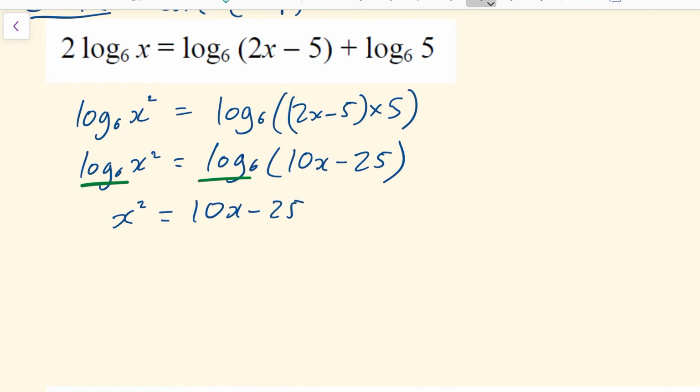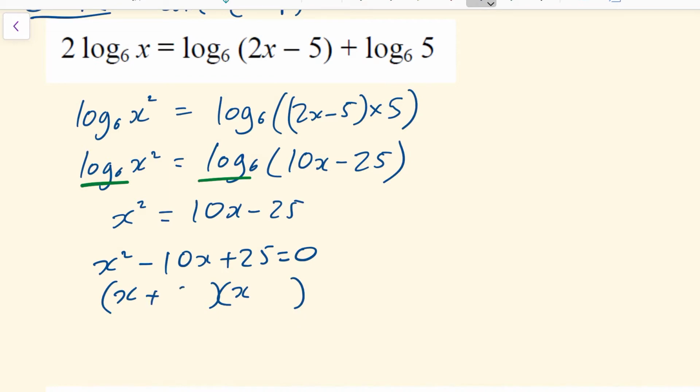And now what kind of equation do we have? A quadratic. So we must set this equal to 0. We can then factorize this, as it does factorize, to x minus 5, x minus 5 equals 0, which means we only have one answer of x equals 5, and that's our final answer.